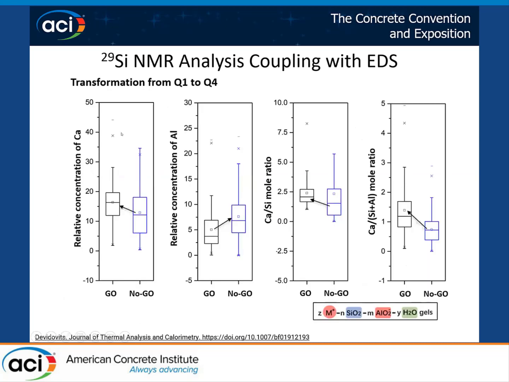And here are the EDS results. We ran the EDS analysis, and we found that after adding graphene oxide, it increased the relative concentration of calcium and decreased the relative concentration of aluminum. It also increased the molar ratios. So based on these two increased molar ratios, we can conclude from this equation that graphene oxide improves the polymerization degree. Here M is the alkaline metals, and Z means the polymerization degree.